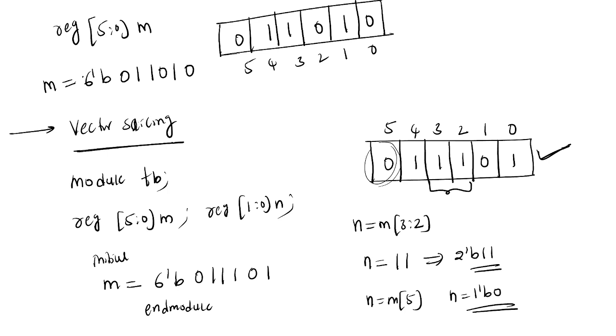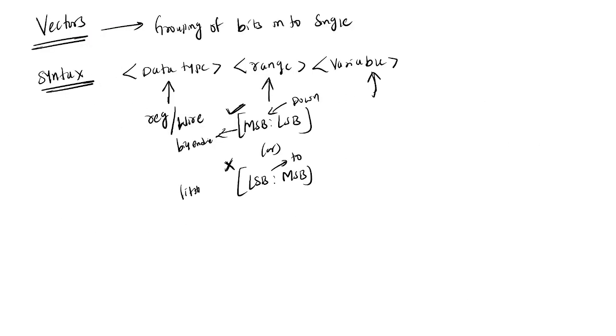One question: if you're using little endian, does the index change for the assigned numbers? Yes, indexing will change. Little endian means what? LSB to MSB.